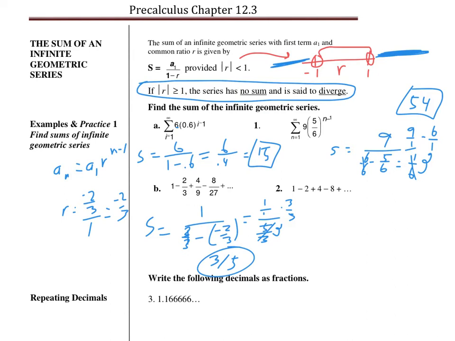All right, number 2 here, if I figure out what r is, -2 divided by 1, which is -2, I'm going to right away say no sum, and I'm going to say it diverges. And so we said the rules on this were, if you look back at all of these r's here, we have 0.6, we have 5 over 6, and we have -2/3. All of those are in between -1 and 1. This one is not, and so we cannot find the sum.